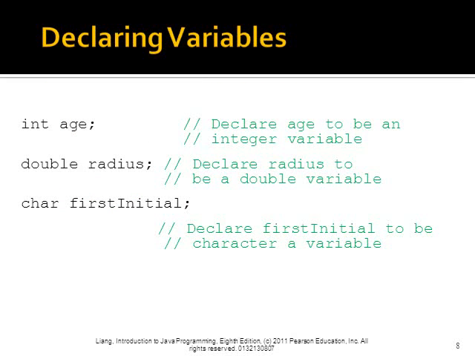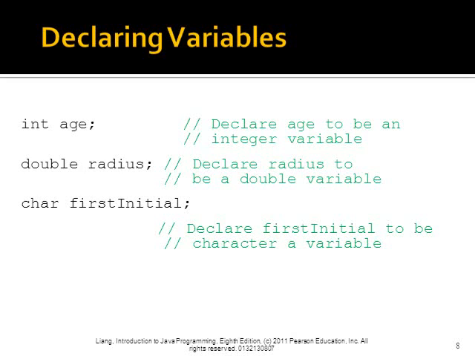Last time we discussed variables, re-emphasizing that when you declare or define a variable, you have to tell it its data type. In this slide we're creating three different variables: an integer named age, a double named radius, and a character variable named first initial.